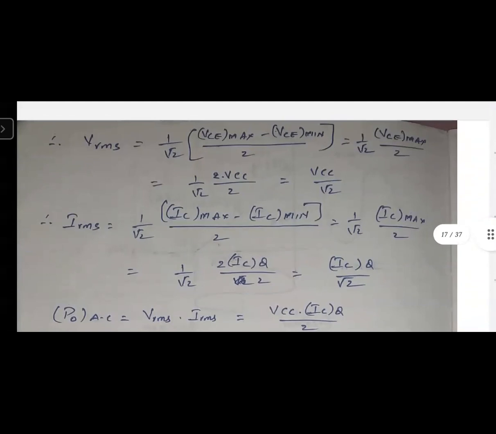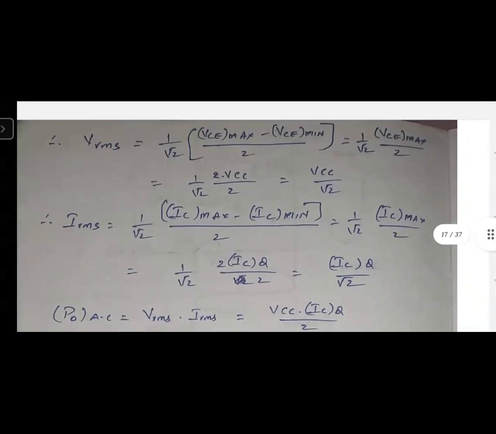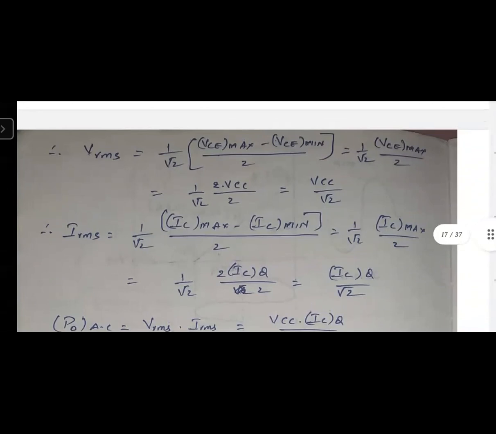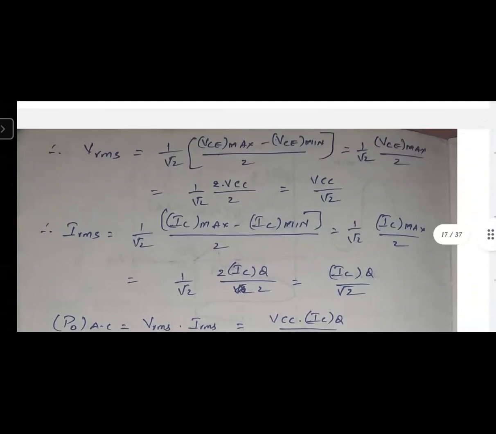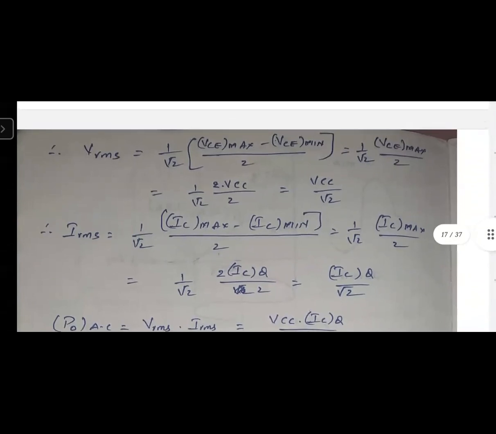Now we have to calculate the efficiency. Efficiency, we know the relation. To calculate the efficiency, we need to calculate the AC voltage levels. AC voltage ఎలా ఉందో verify చేయాలి. We have to calculate VRMS and IRMS. VRMS calculate చేయాలి, IRMS calculate చేయాలి.